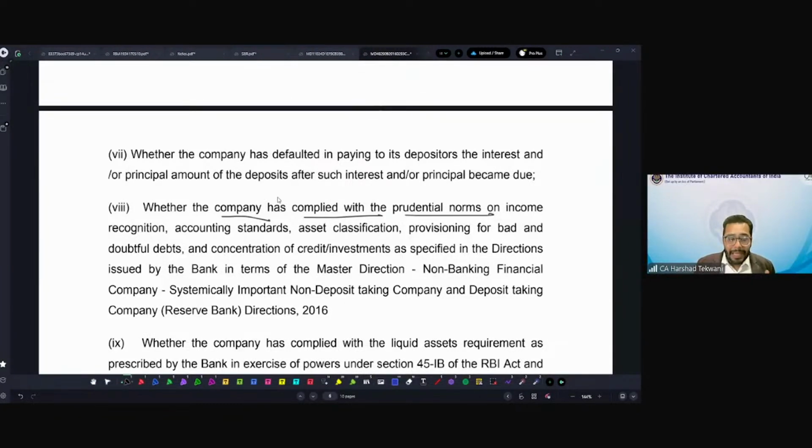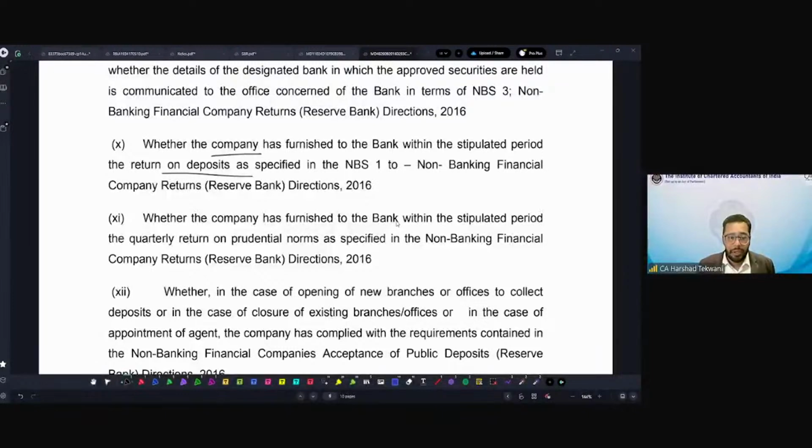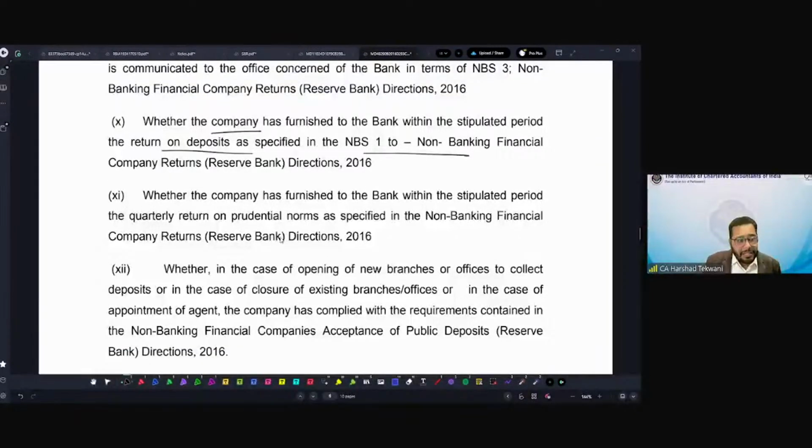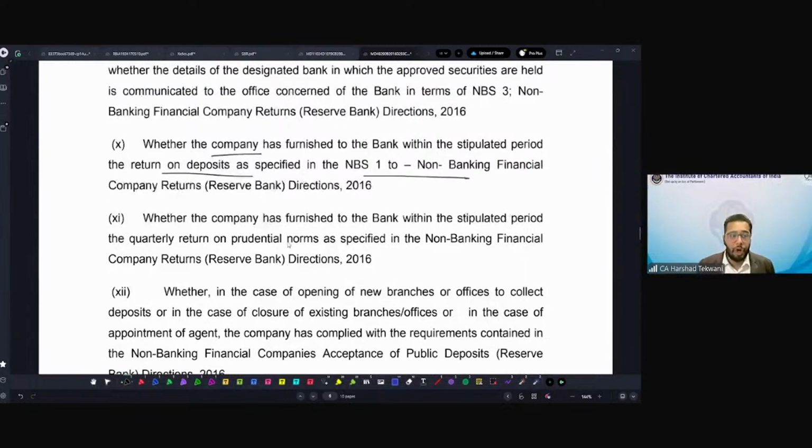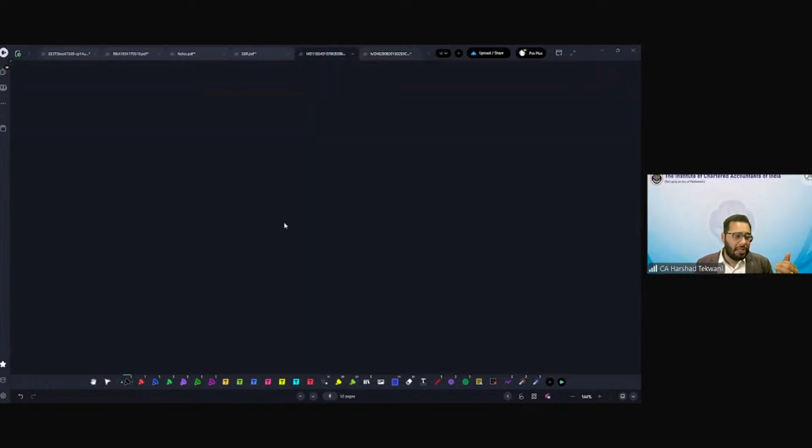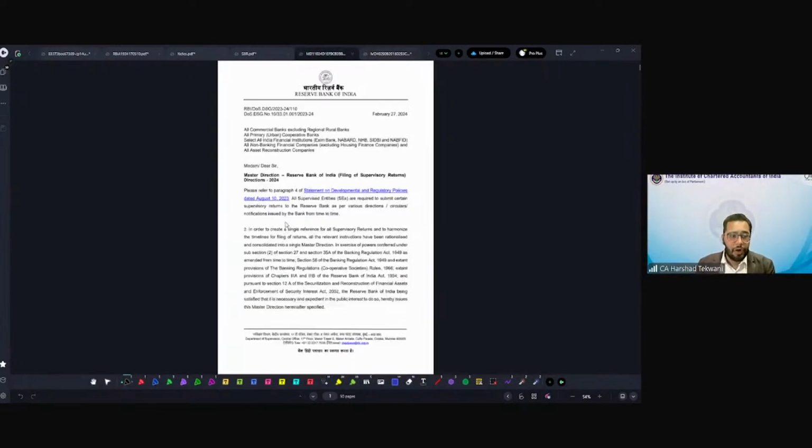Plus, there are supervisory filings which are done by the bank. Like, whether the company has submitted a return of deposit in a particular format, NDS1. Now, there are certain quarterly returns that are required to be submitted under prudential norms. And I'll just show you the quarterly returns or monthly returns.